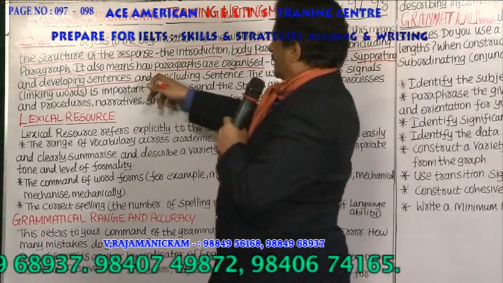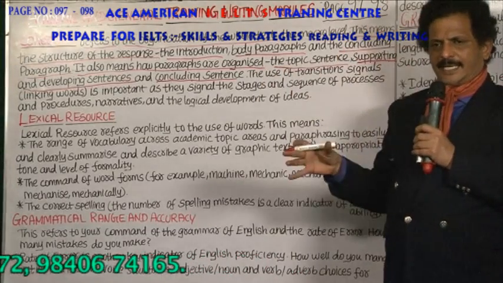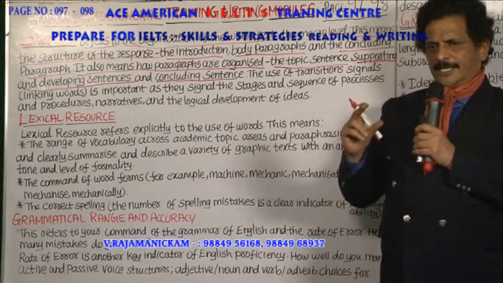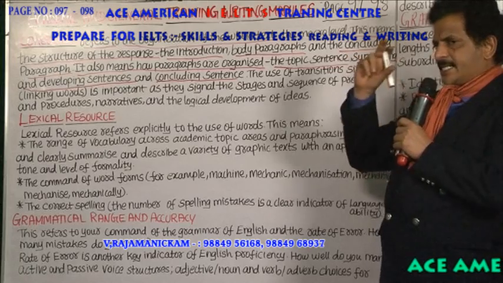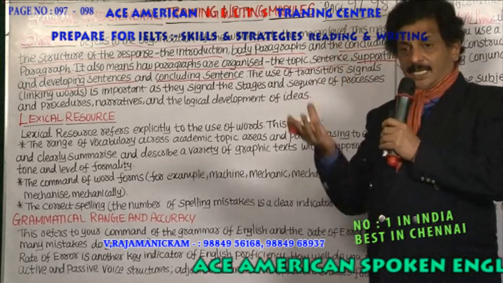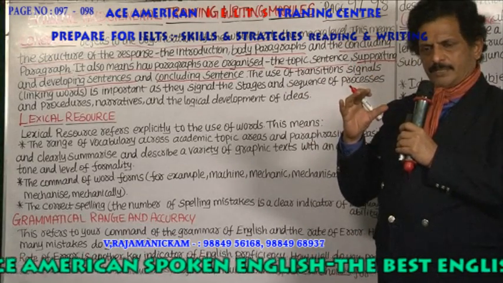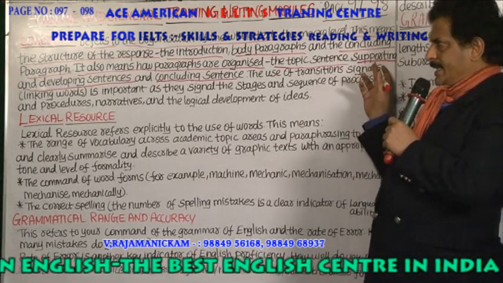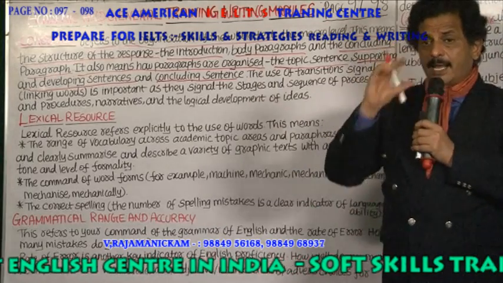And the concluding sentence. In the entire text you should have introduction, body paragraph, and conclusion. In a paragraph you have to have topic sentence, supporting sentence, developing sentence, and concluding sentence. In an essay, introduction, main body paragraphs, and conclusion paragraph. In a paragraph, topic sentence, developing sentence, supporting sentence, and concluding sentence.